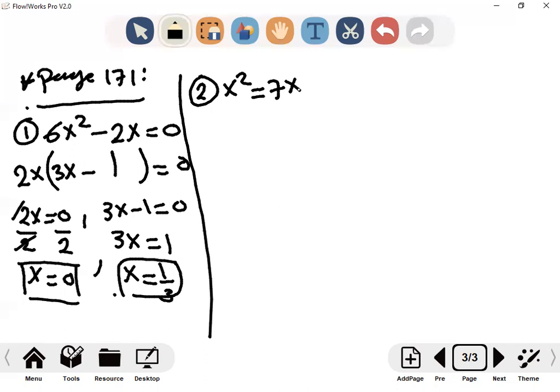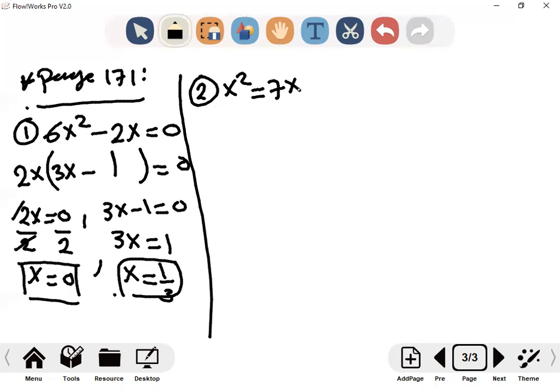We divide. This is the GCF that I calculated. Then you put the GCF and divide each term on the GCF. This is the answer of the division. 6x power 2 divided by 2x, 3x. 2x divided by 2x, 1.